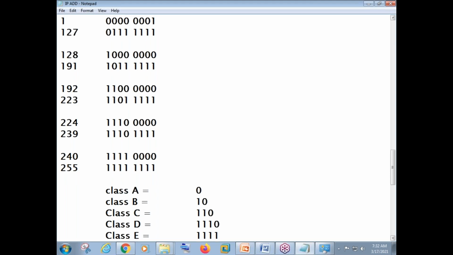So these are the common bits in 5 classes. Okay.